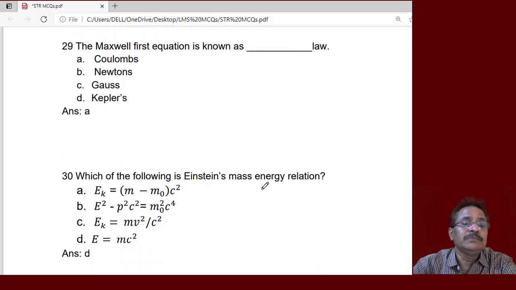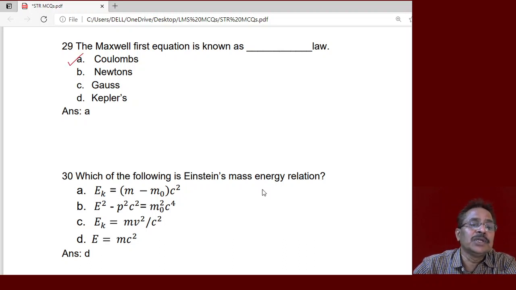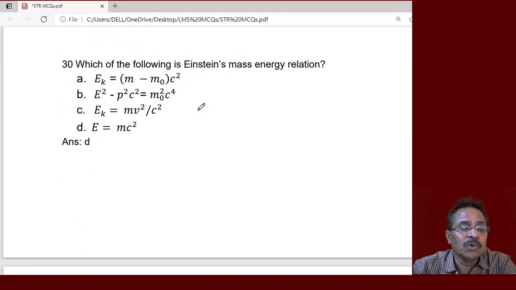Question number 29. Maxwell's first equation is known as, there are four different equations, Maxwell's equations you might have learned in electrodynamics. Out of these, the first equation is nothing but Coulomb's law. So this law is exactly related to Coulomb's law. You can study this particular concept from electrodynamics, so we need not spend more time here. Then question number 30.